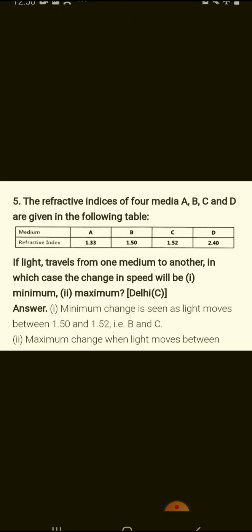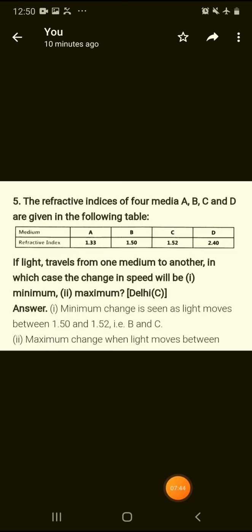Now coming to the next question, we have the refractive indices given to you of A, B, C and D. Light travels from one medium to another, in which case is the speed of light minimum? We have seen the minimum change is between 1.50 and 1.52. That is the minimum difference. We have a difference of 0.02 here. So if we are going from one medium to another, the minimum change we will see if the light goes from B to C or C to B.